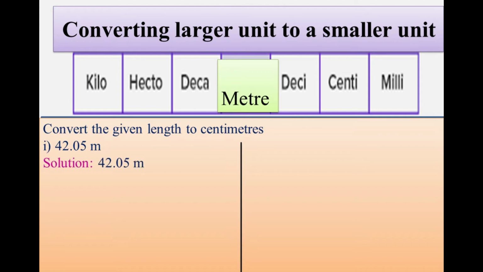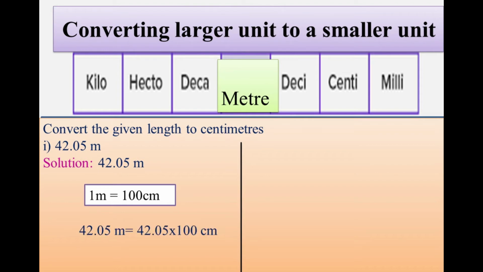Let us see the solution for this sum. 1 meter equals 100 centimeter. Now we are going to convert meter to centimeter. 42.05 meter equals 42.05 into 100 centimeter. We have replaced meter with centimeter by multiplying by 100. On multiplying 100 with 42.05, you have to move the decimal place to the right for multiplication. On moving so, we get 4205 centimeter.